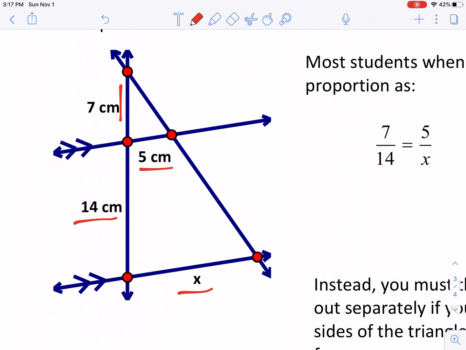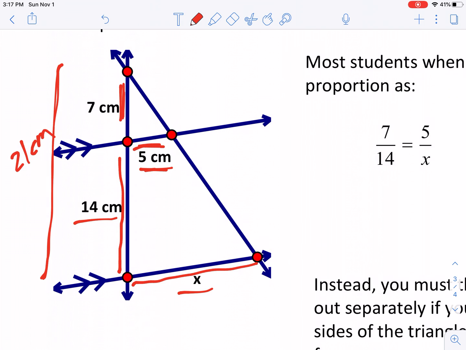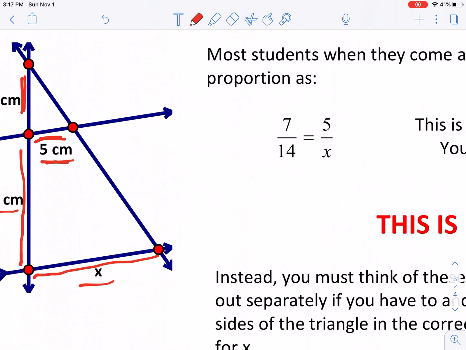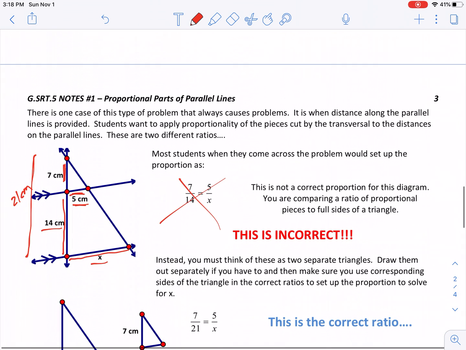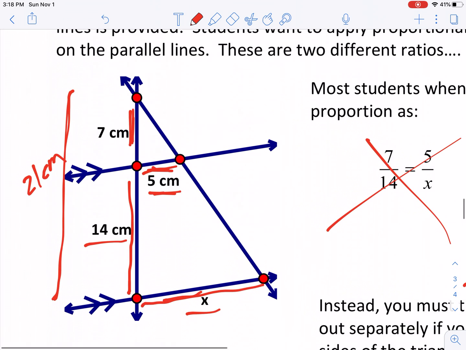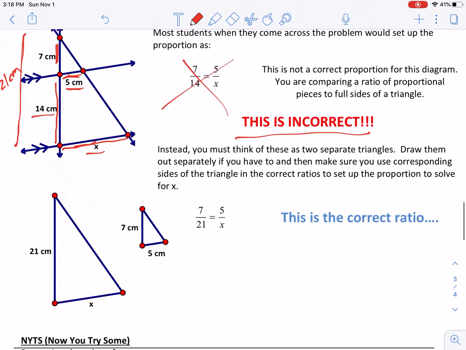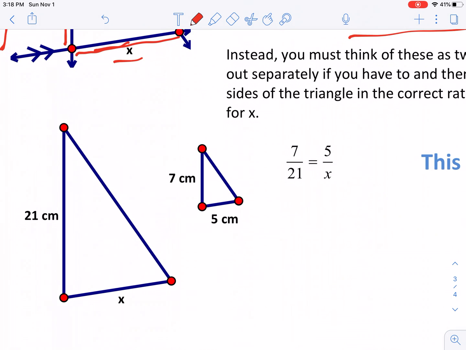Well, notice 14 is only this side length here. If we're actually talking about its corresponding part, that would be the total length. Notice this is 5's length to the total length here. So if I'm using 7, then I need the total length here. So instead of 14, I need 7 plus 14, which is 21 centimeters. So this proportion over here that they say, 7 to 14 equals 5 over x, doesn't work. They say that's incorrect, so that's why it's big and bold here. If we're going to use 5 over x, then we need 7 over the total length, which would be 21. So the actual proportion we want is 7 over 21 equals 5 over x.